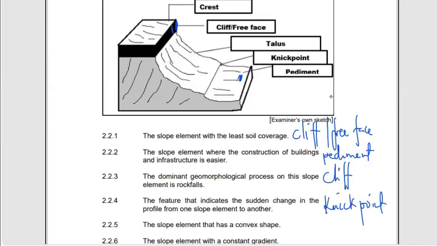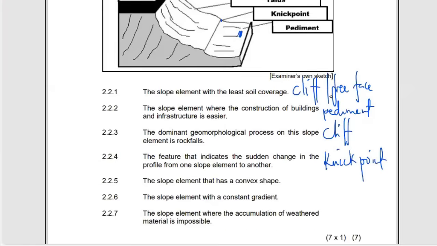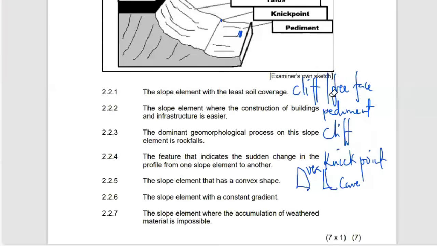Right, the next question is saying the slope element that has a convex shape. Remember the difference between convex and concave. This is a concave, this is a convex. Right, so we want some element with a convex, where we find a convex slope. A convex, we find it on the crest or the free face. The crest on top there before the cliff.